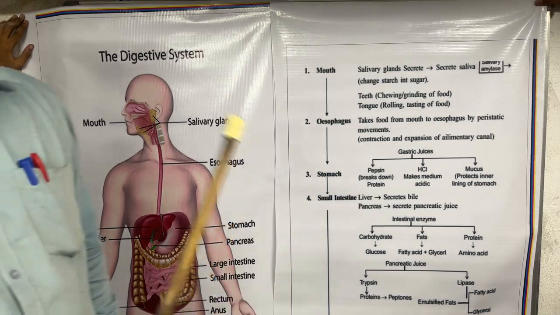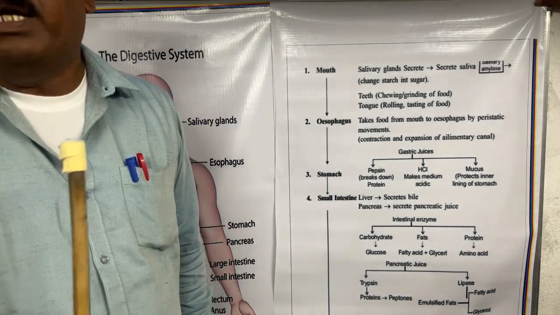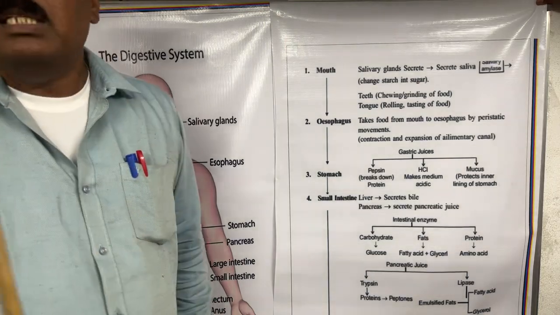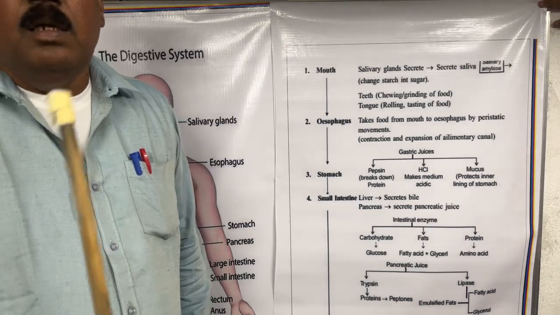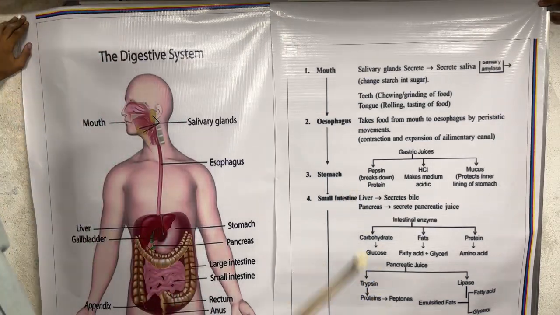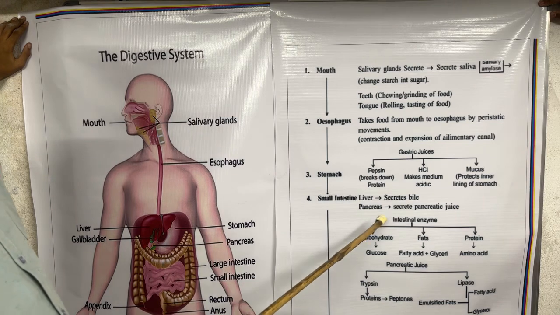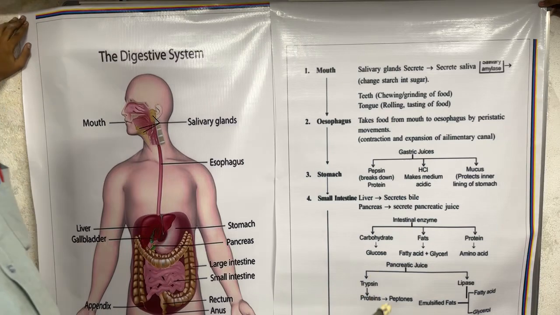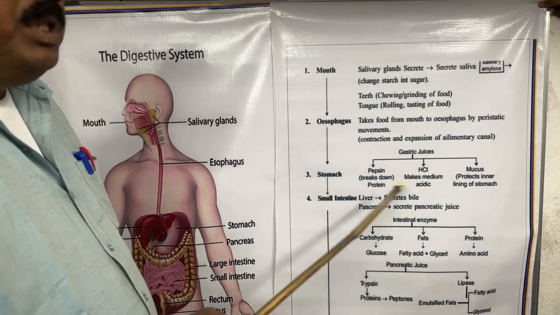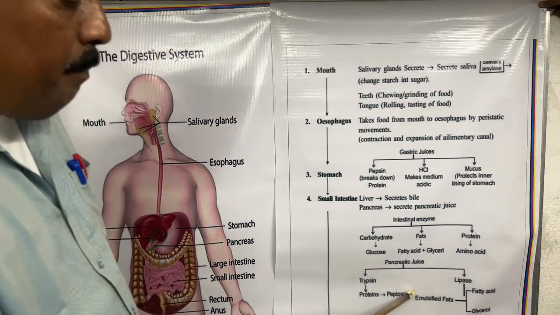The liver has no enzymes, but it has certain pigments. Bile juice is produced, and in the bile juice two pigments are there: bilirubin and biliverdin. These are the two pigments which get the fats digested. And digestion of fats with the help of the bile juice we call emulsification.